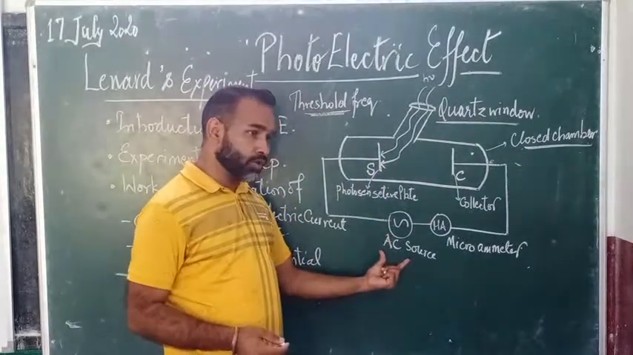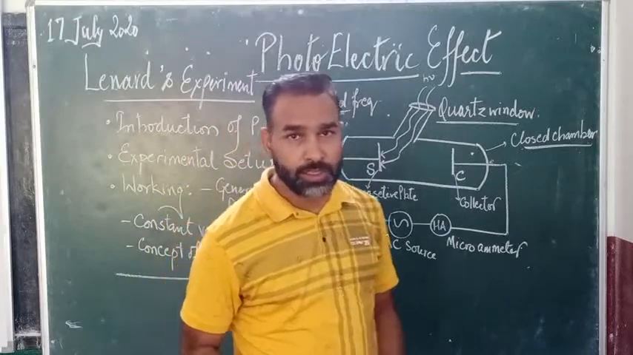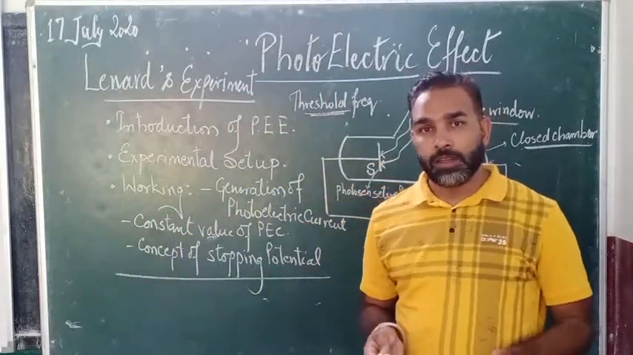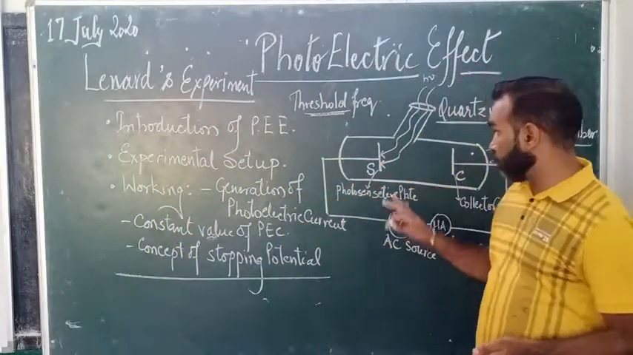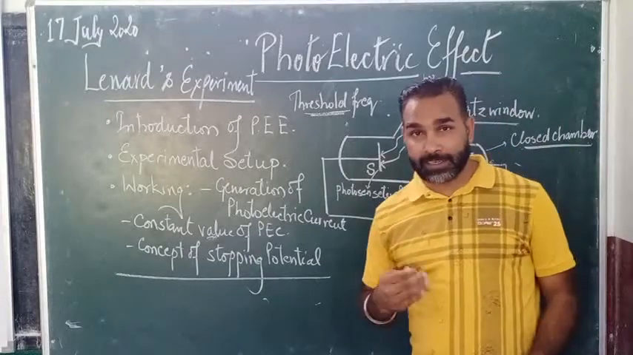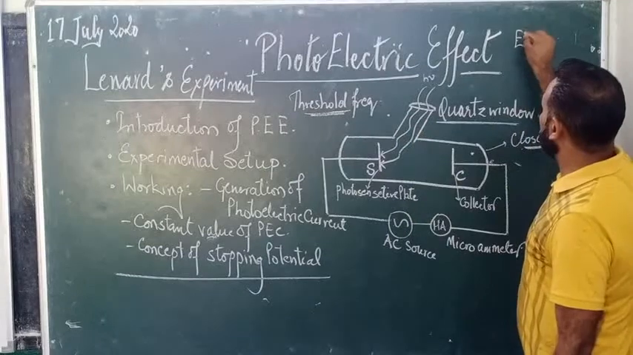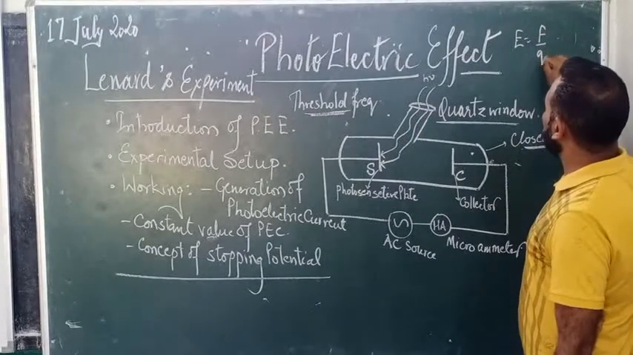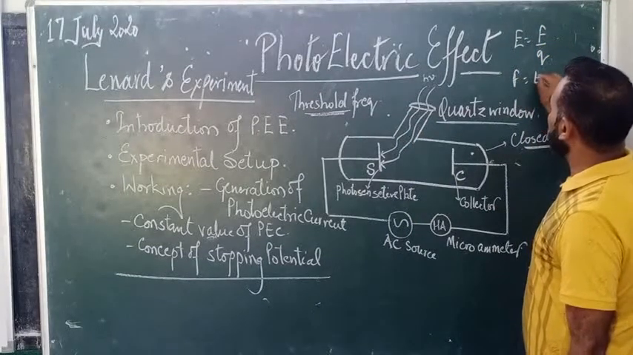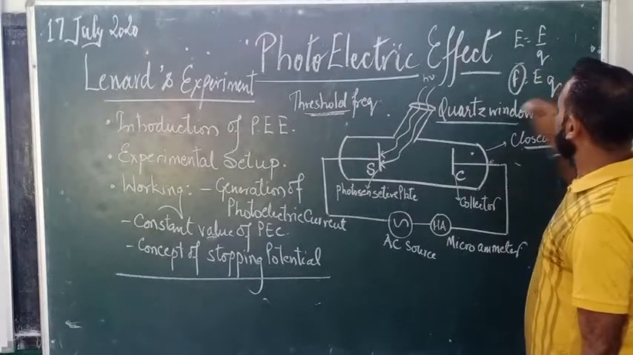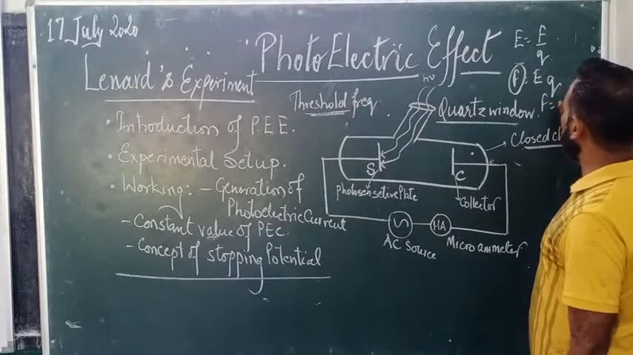He took one AC source. With the help of the AC source, he established an electric field between these two plates. If an electric field is established, then you know E equals F upon Q, and F equals EQ, where the charge is e, so F equals eE.